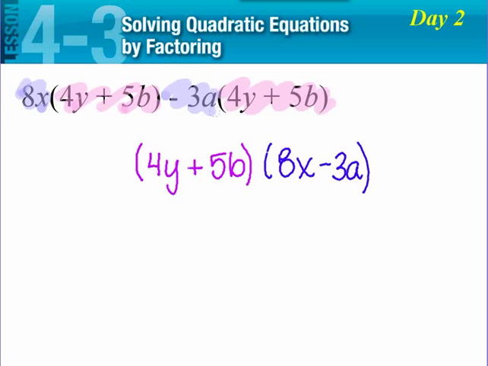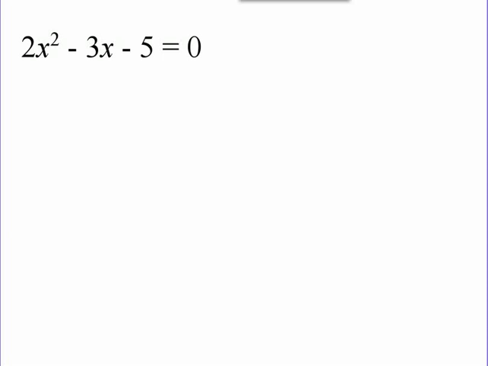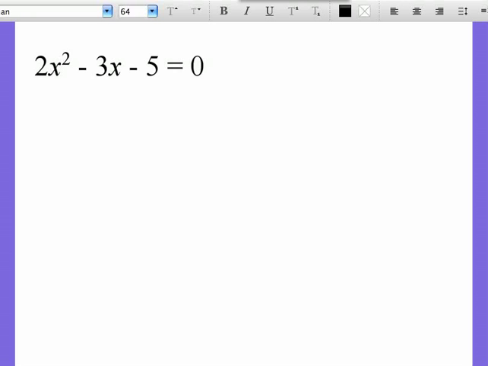Now, believe it or not, this is actually one of the steps we're going to use, because we're going to look at how you factor something that doesn't have 1 as the coefficient of x squared. So 2x squared minus 3x minus 5 equals 0. In fact, I'm going to take off the equals 0 for now. We're just going to factor this.